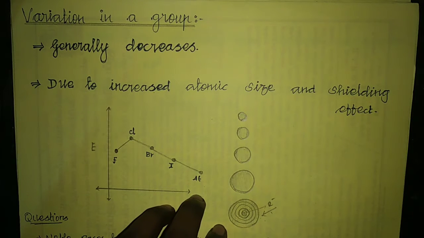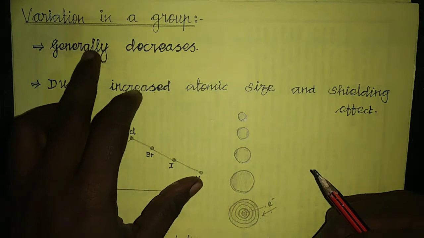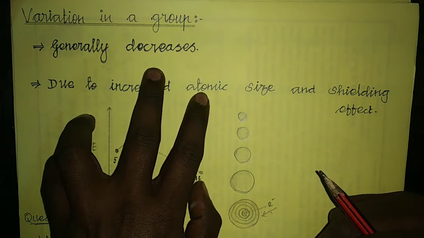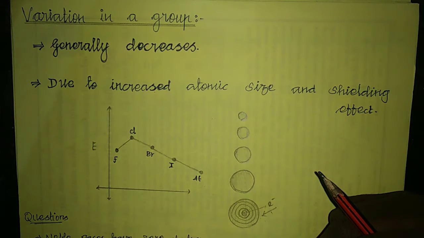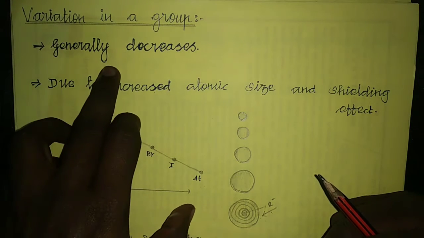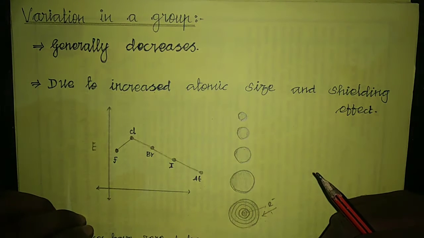In the case of period, the variation of electron affinity in a period, we have seen that from left to right it is increasing, but from top to bottom this value of electron affinity is generally decreasing. That is, the elements at the top have higher electron affinity and the elements at the bottom have lower electron affinity. So we can say the electron affinity generally decreases from top to bottom.